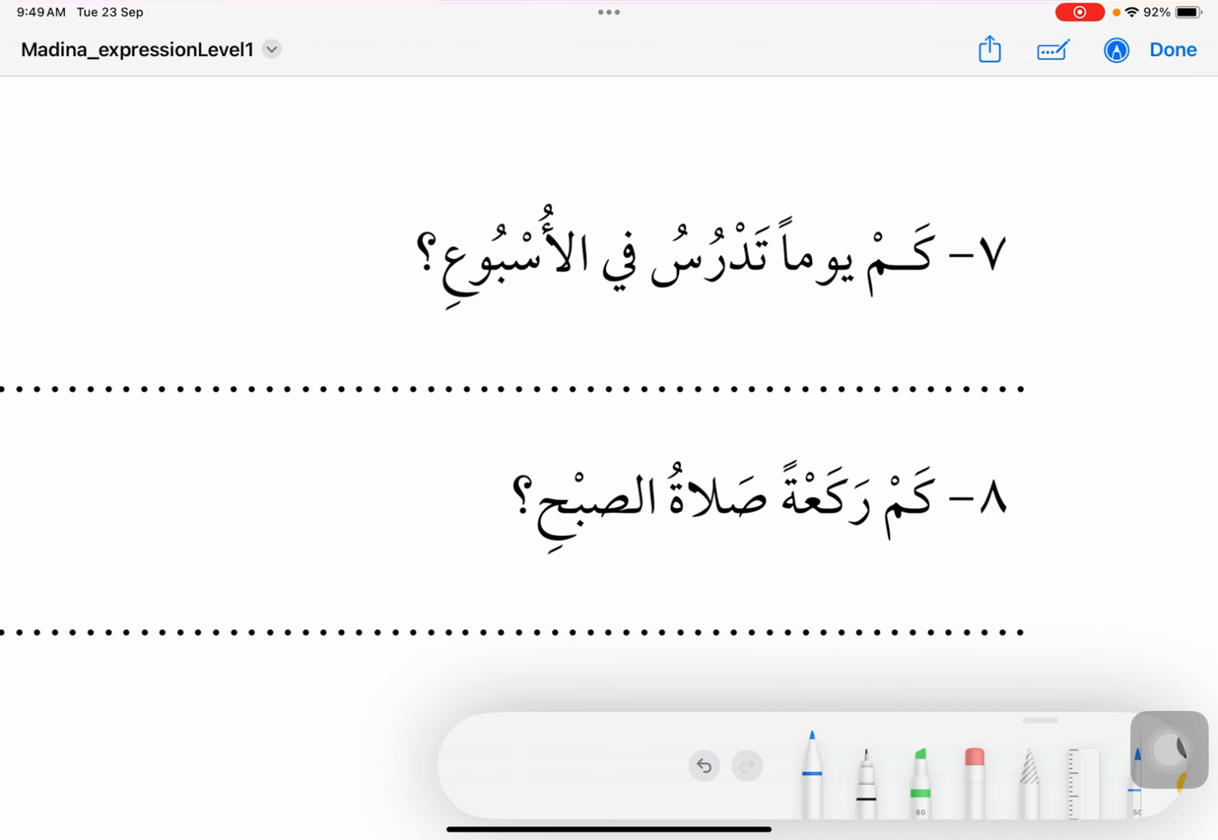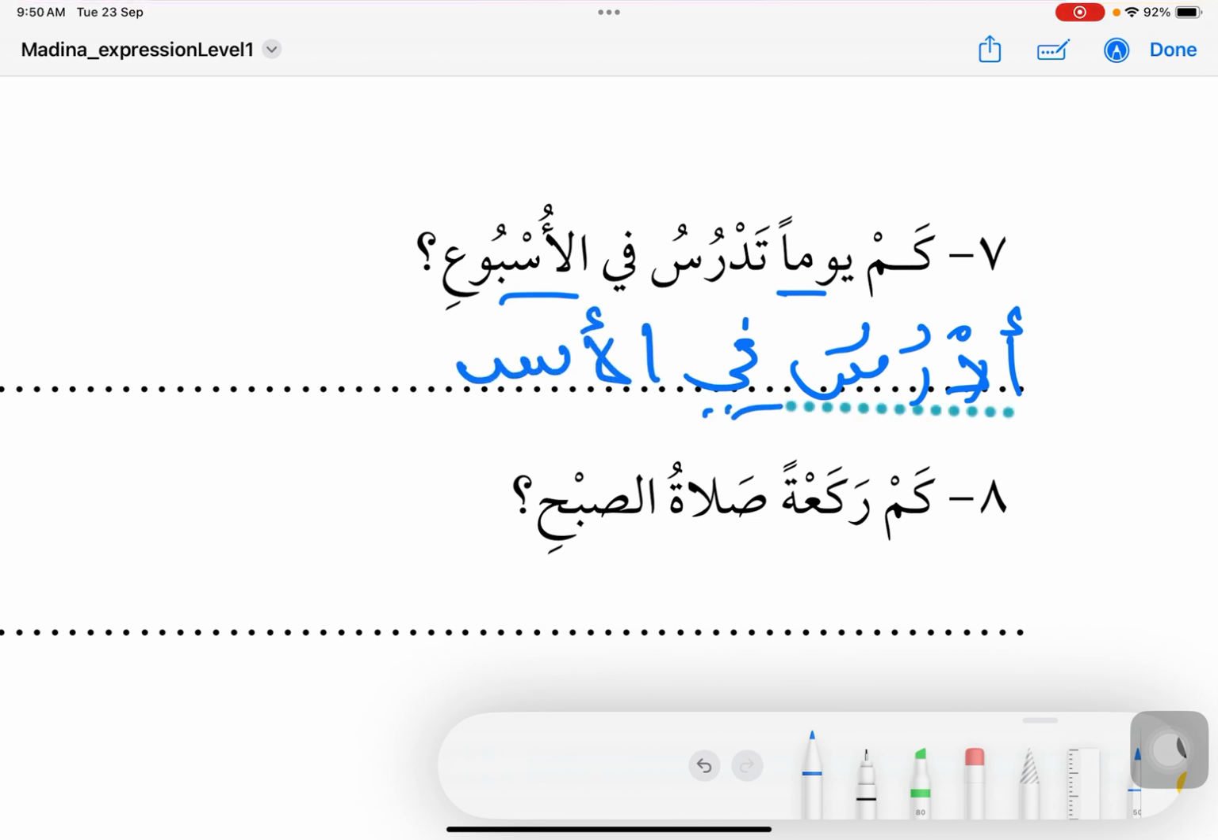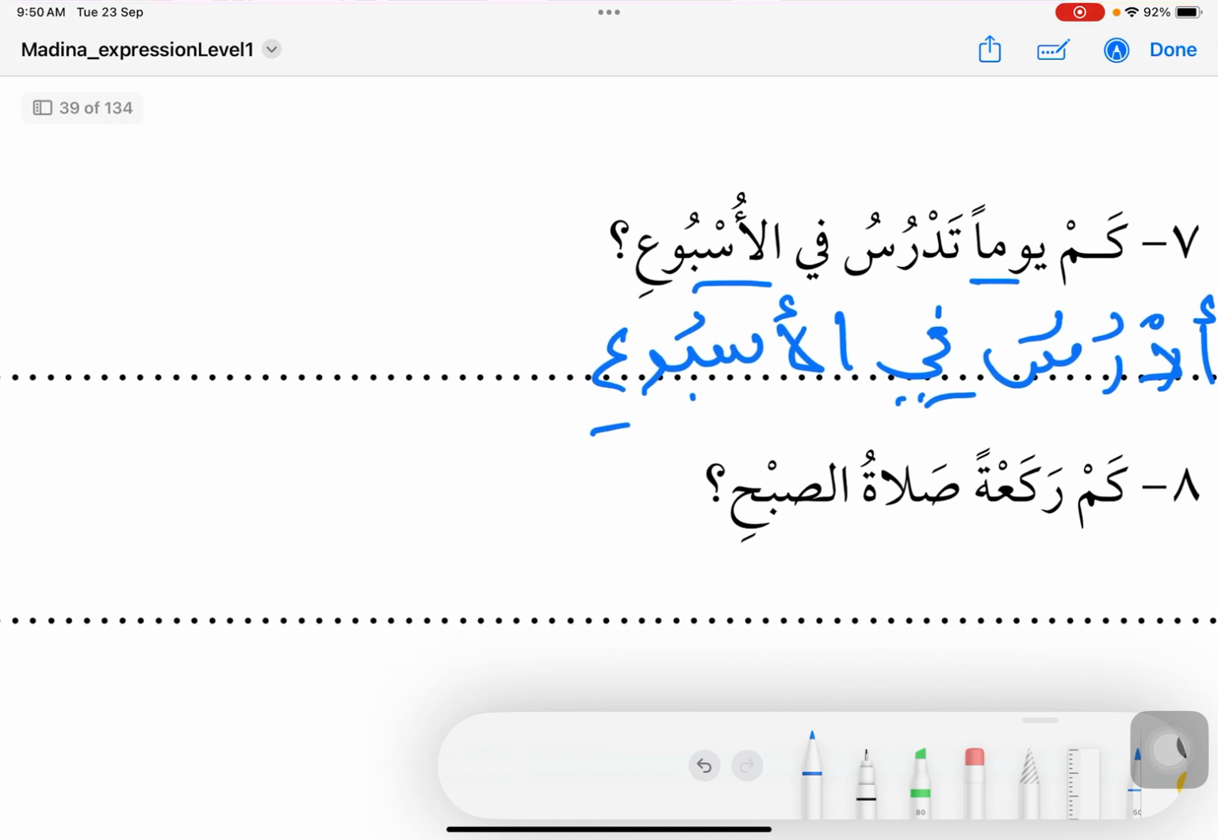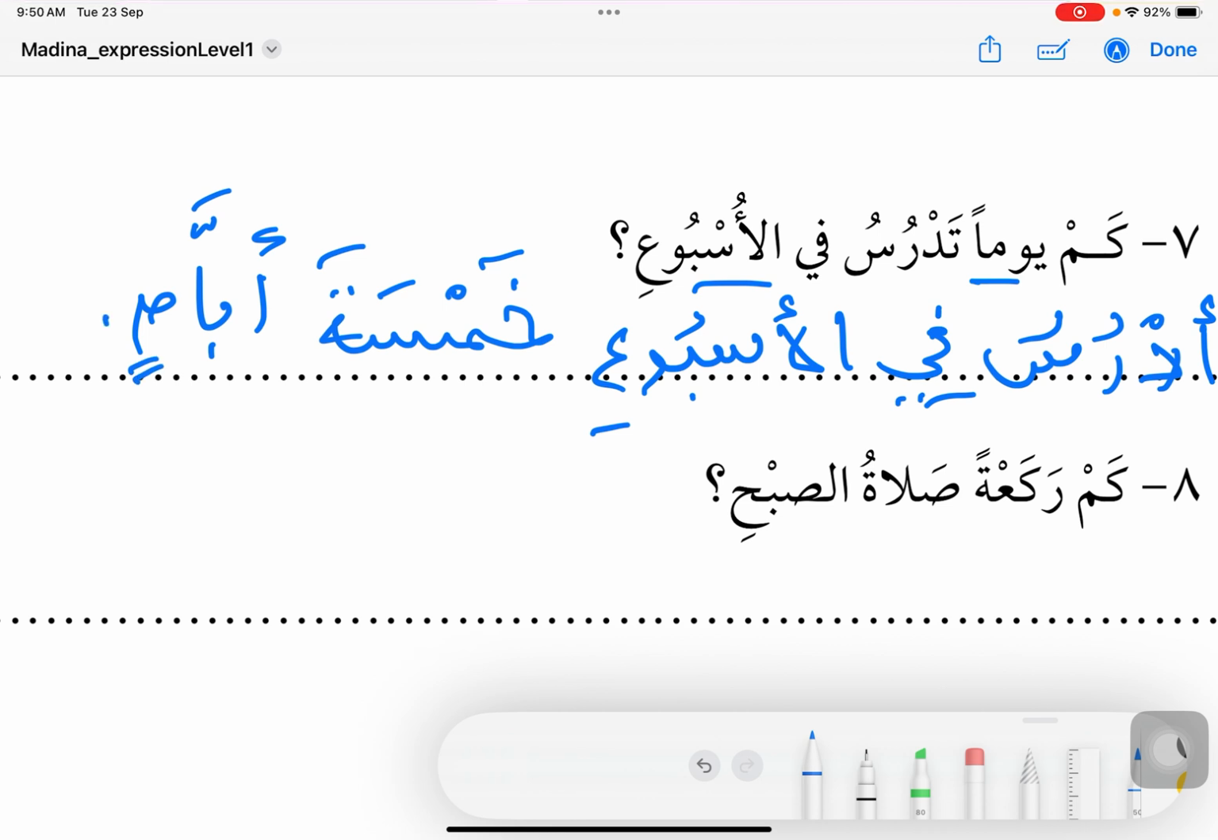Okay, the next one is kam yawman tadrusu fil usbu. How many days do you study during a week? So yawm is day, usbu is week. You could say adrusu fil usbu', أدرس في الأسبوع 5 أيام. Plural of يوم. Day is أيام, days.